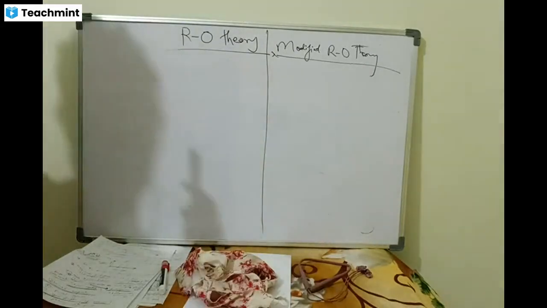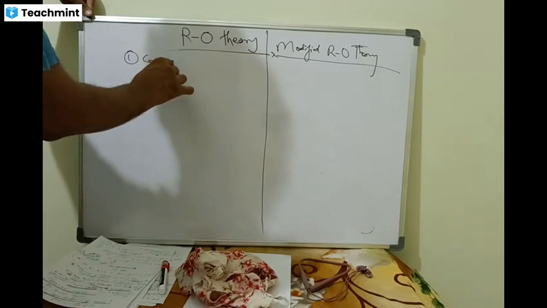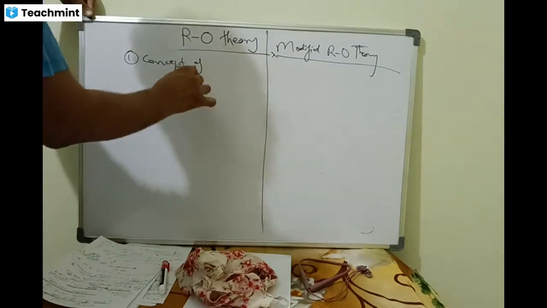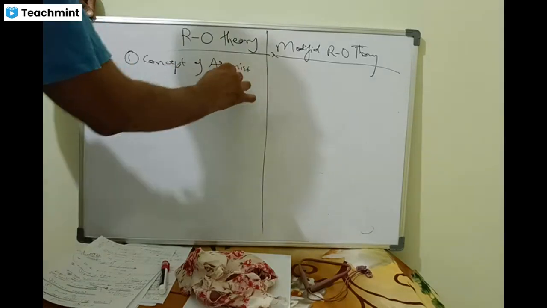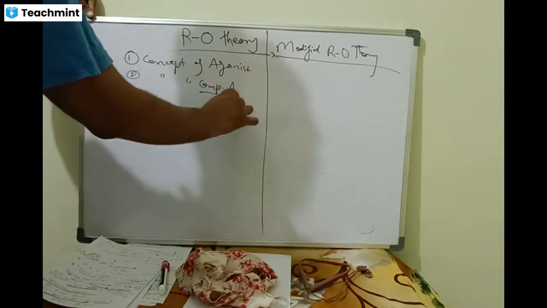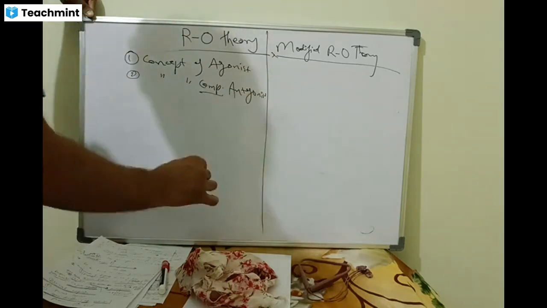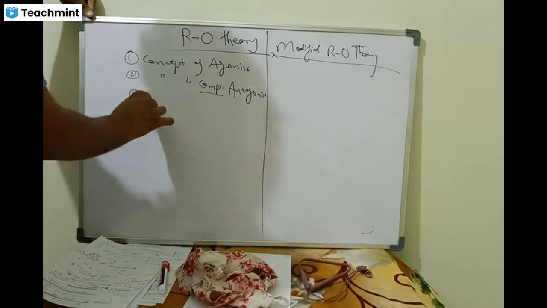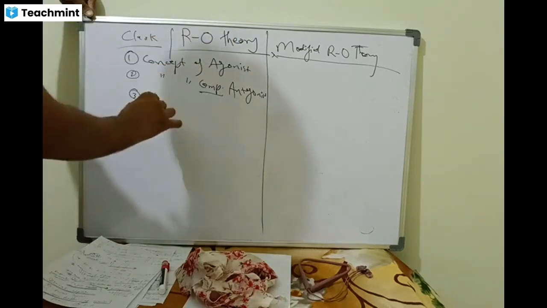So, according to receptor occupancy theory, this theory explained the concept of agonist and the concept of antagonist, competitive antagonist. And number three, this receptor occupancy theory was given by Clark, known as Clark theory.